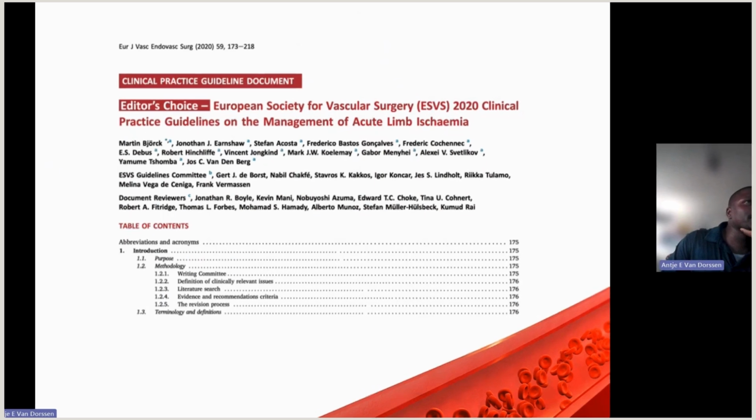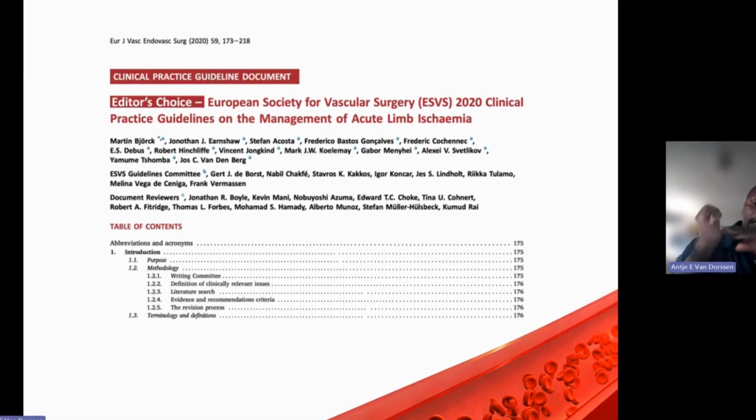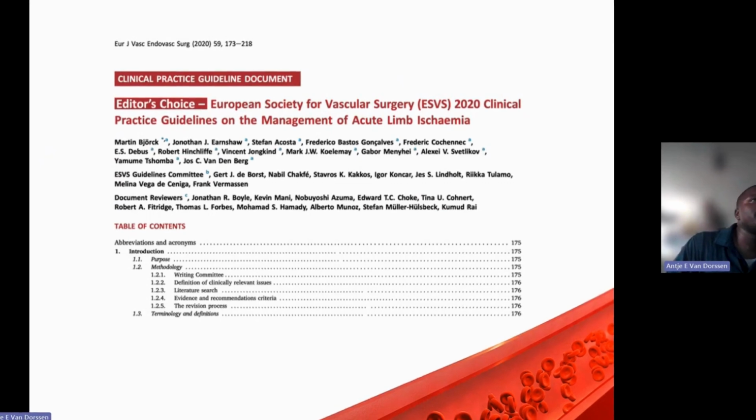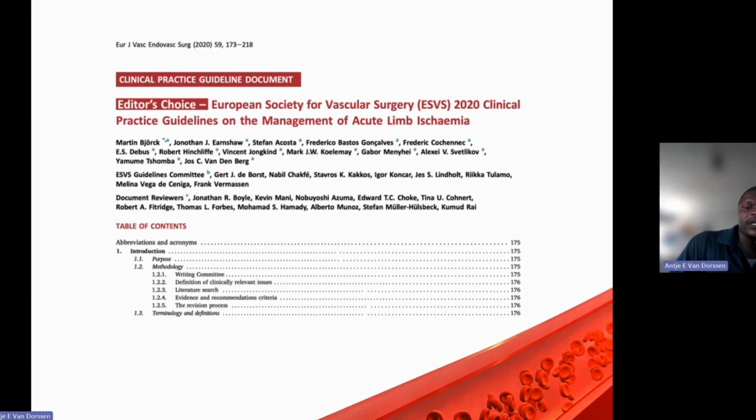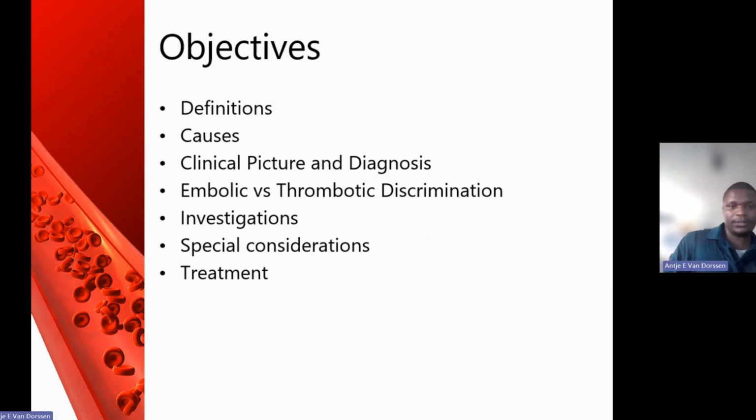So basically these guidelines I adapted from the European Society for Vascular Surgery. It's a 2020 guideline and basically discusses management of acute limb ischemia. This talk is going to be quite basic. We're going to give you some definitions of what acute limb ischemia is and what causes it, how these patients present, and how we diagnose them. We're going to discuss a bit of embolic versus thrombotic discrimination, and how we investigate them.